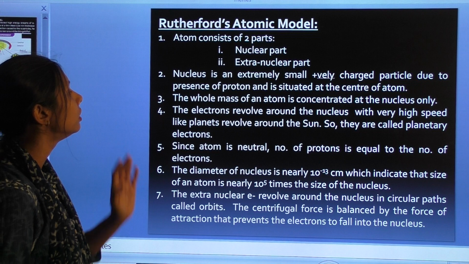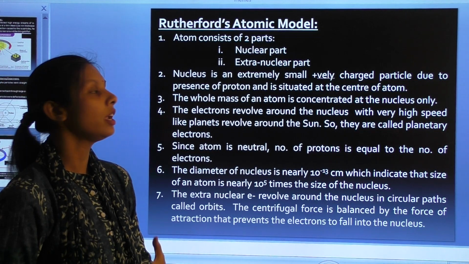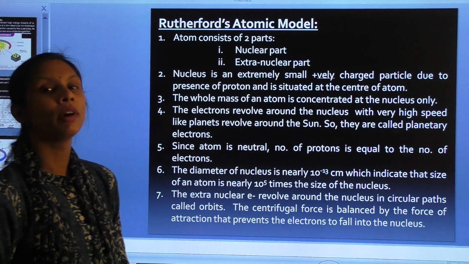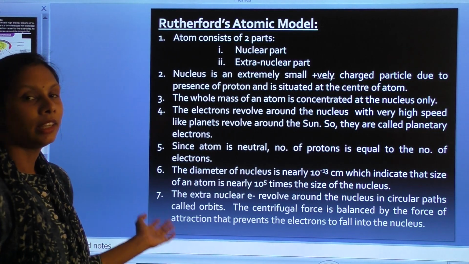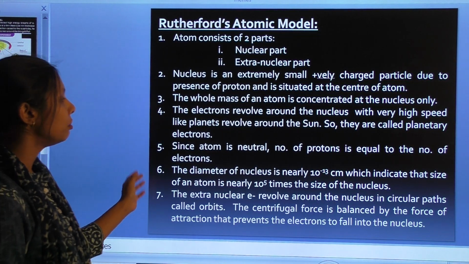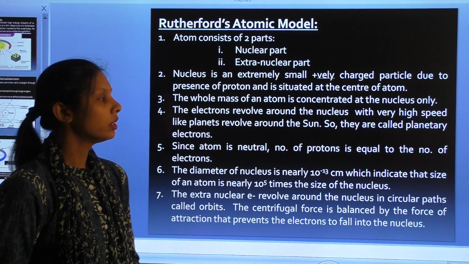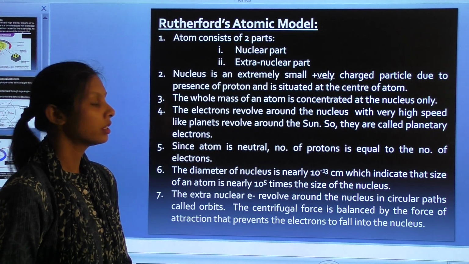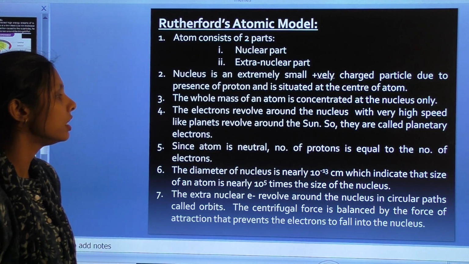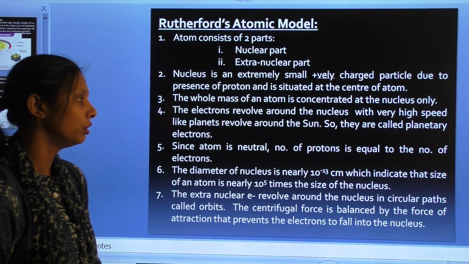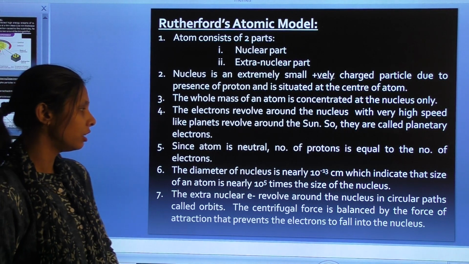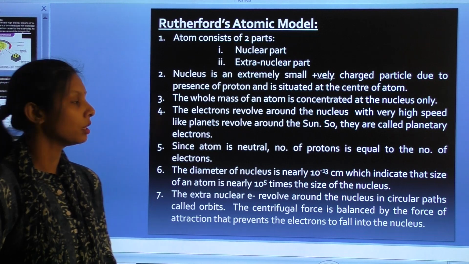The fourth postulate, the electrons revolve around the nucleus with very high speed, just like the planets revolve around the sun. So they are called planetary electrons. Number 5, since the atom is neutral, the number of protons is equal to the number of electrons. Number 6, the diameter of the nucleus is nearly 10 to the power minus 13 centimeter, which indicates that the size of an atom is nearly 10 to the power 5 times the size of the nucleus.